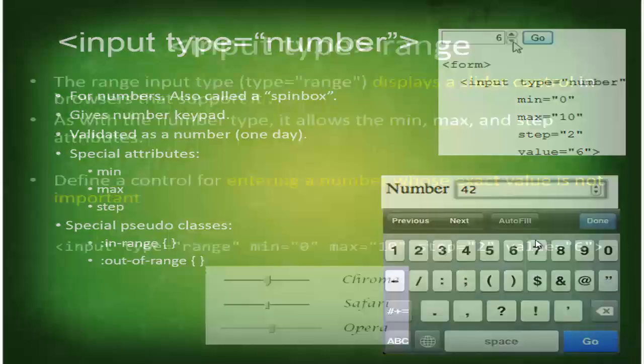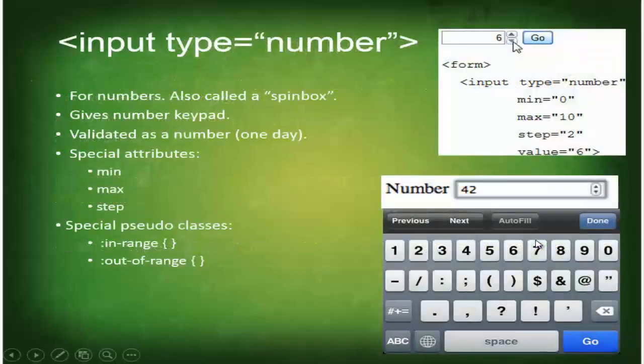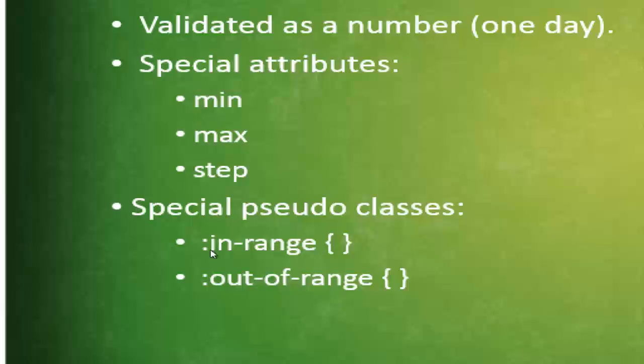I think I've already shown. What is important here is this one. That is, you have pseudo selectors in this CSS. You can say colon in range. So it's a CSS. If it is in range, you can change the color. You can change some value. If it goes out of range, you can change the color. So these are the pseudo selectors on the CSS. You can just select them.